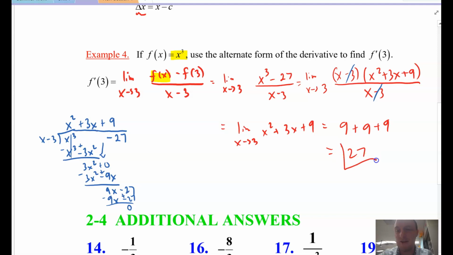27 is your answer. There's the alternate form of the derivative, the limit definition. Again, useful if you're finding the derivative at one location. If you're using it for a variable, you can't use it. You've got to use the previous video.